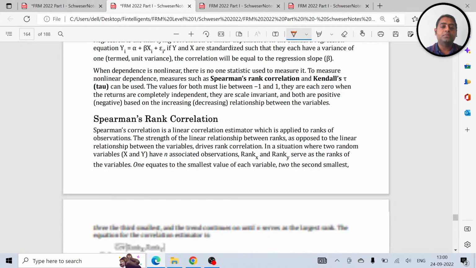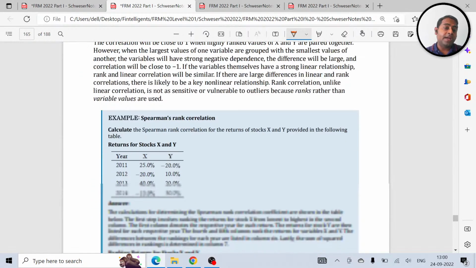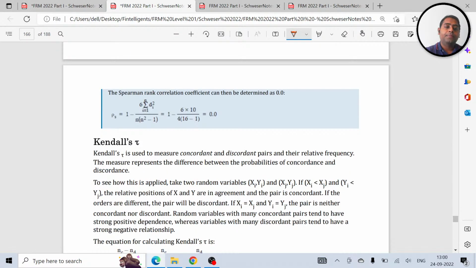Pearson correlation. Rank correlation was tested previously. So marking rank correlation as double star, even though you might be afraid of this Kendall's tau correlation. But I have seen Spearman rank correlation being tested heavily in the exam. So marking that as star, Spearman rank correlation.